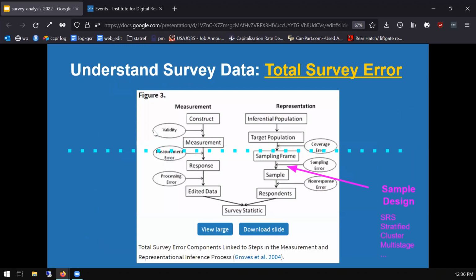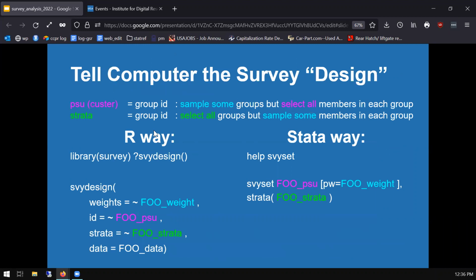Once you get your data and your documentation and get a grasp of how the data provider created this sample survey, the next step is you have to tell Stata or R the actual sample design, right? I'll pause for everyone to absorb what's on the slide. Hopefully the color coding makes sense.